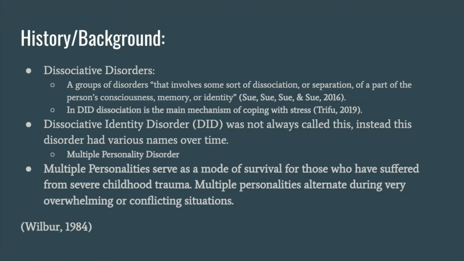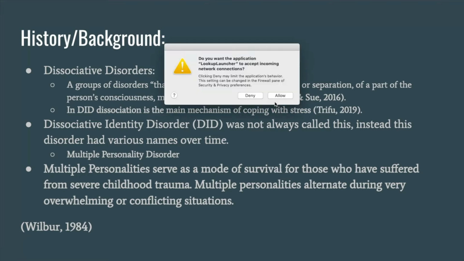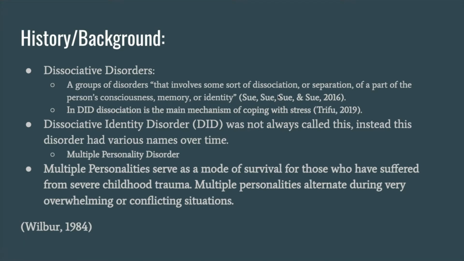But dissociative identity disorder was not always called this. Instead, this disorder has had various names over time, and has had lots of names that have been recorded very early in history. It's formally known as multiple personality disorder, which I'll refer to interchangeably as I talk about them. But multiple personalities actually are a mode of survival in the face of child abuse or severe childhood trauma. And these multiple personalities alternate during very overwhelming or conflicting situations.